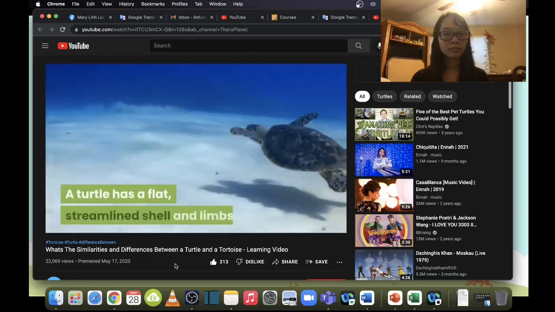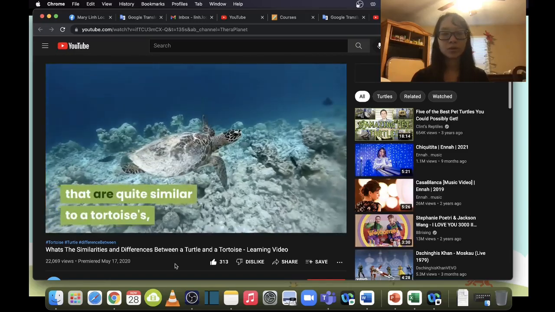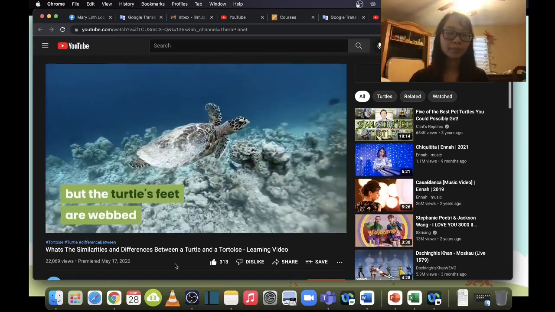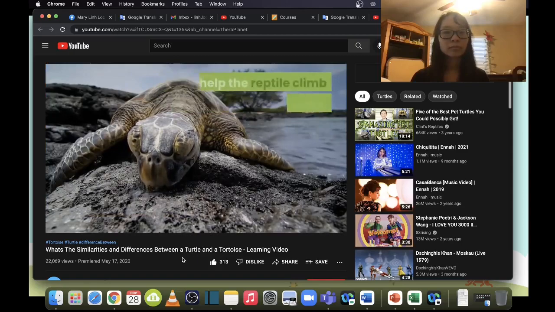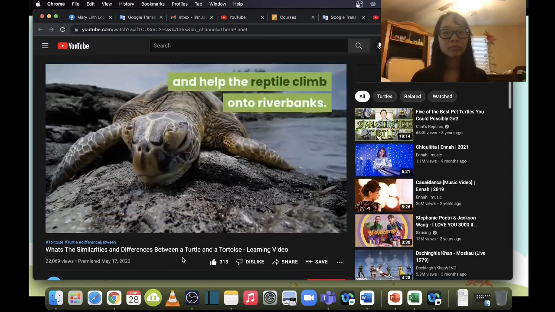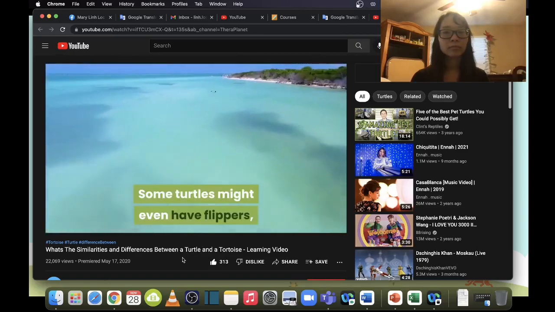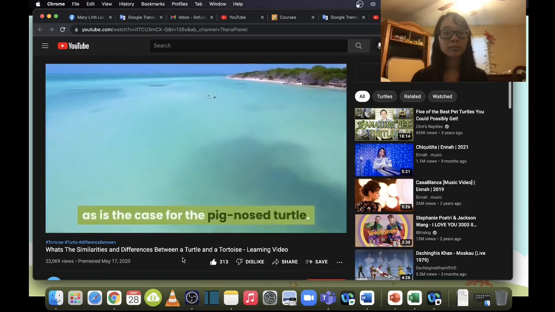A turtle has a flat, streamlined shell and limbs that are quite similar to a tortoise's, but the turtle's feet are webbed and have long claws which provide a good grip upon floating logs and help the reptile climb onto riverbanks. Some turtles might even have flippers, as is the case for the pig-nosed turtle.